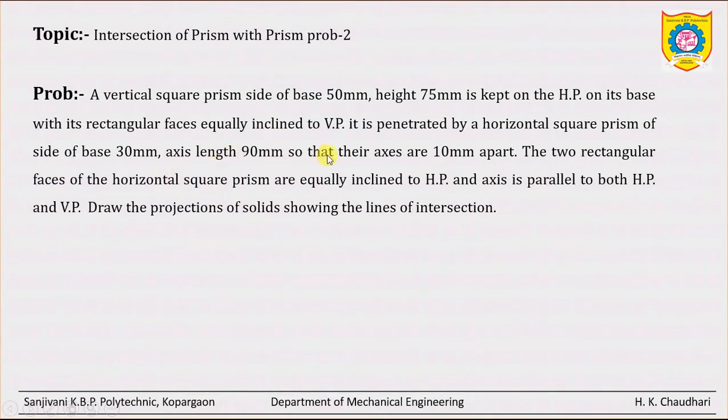So the difference here is that their axes are 10 mm apart. That means there is an offset given in the axis. Clear? So let us start.